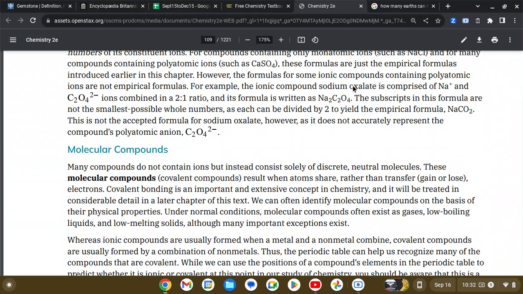However, the formulas for some ionic compounds containing polyatomic ions are not empirical formulas. For example, the ionic compound sodium oxalate is comprised of Na+ and C2O4 2- ions combined in a 2-to-1 ratio, and its formula is written as Na2C2O4. The subscripts in this formula are not the smallest possible whole numbers, as each can be divided by 2 to yield the empirical formula, NaCO2. This is not the accepted formula for sodium oxalate, however, as it does not accurately represent the compound's polyatomic anion, C2O4 2-.